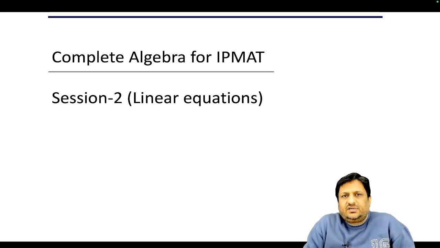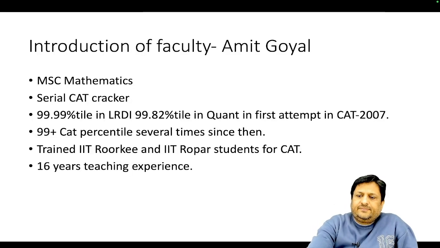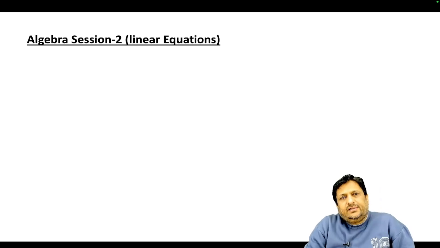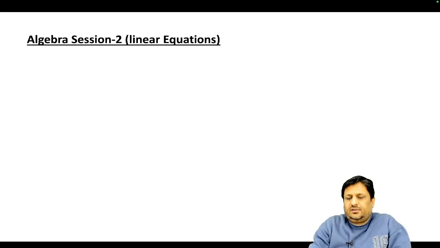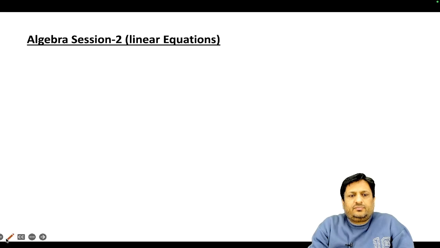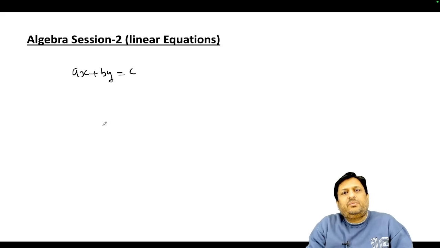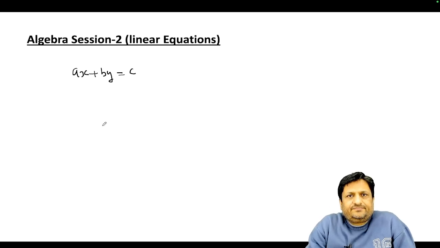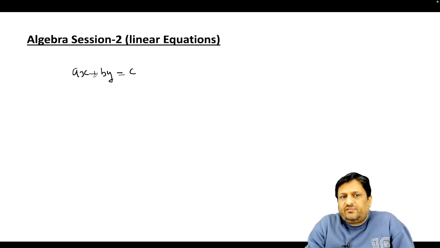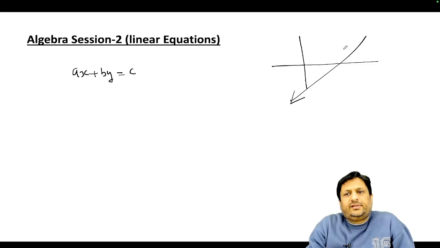In this session we will study linear equations. This is my profile. So let's start linear equations. So the equations of the form ax plus by is equal to c come under the category of linear equations. Here the degree of the variables is 1, and when we plot these equations on the graph, they always make a line.